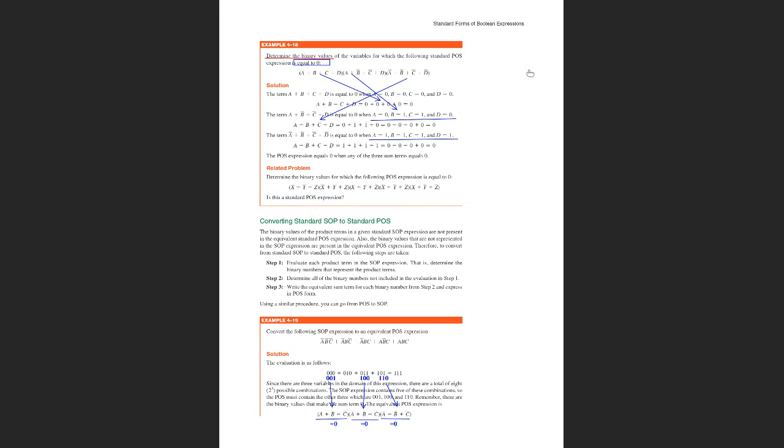Slightly different is the situation in the second sum, when we have negations. So we have A plus not B plus not C plus D. The values of A, B, C, D which make this sum 0 are 0, 1, 1, and 0, because not 1 is 0. In a very similar way, not A plus not B plus not C plus not D is 0 if and only if all variables are 1.